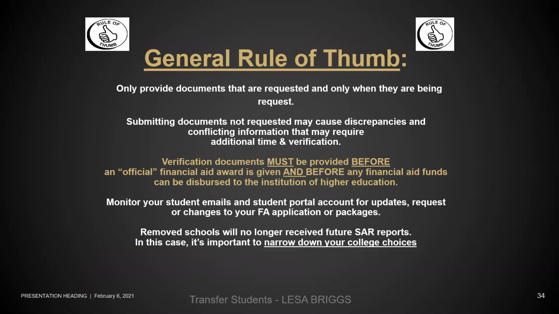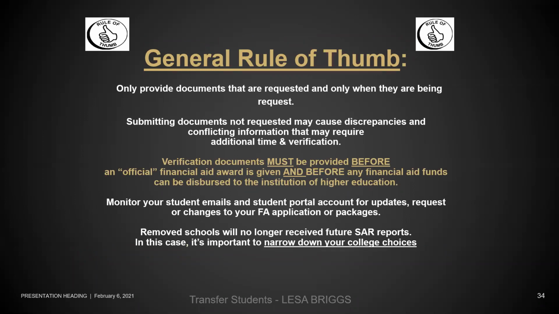So these are just some quick tips. Only provide the information that's requested. Providing information to the financial aid office that they are not asking for creates a discrepancy if something is wrong on that form or it doesn't match what's on your FAFSA. That creates delays with processing your file.